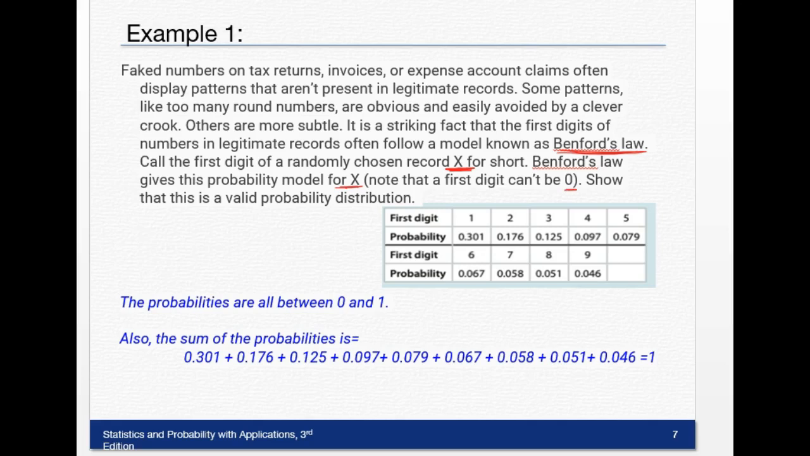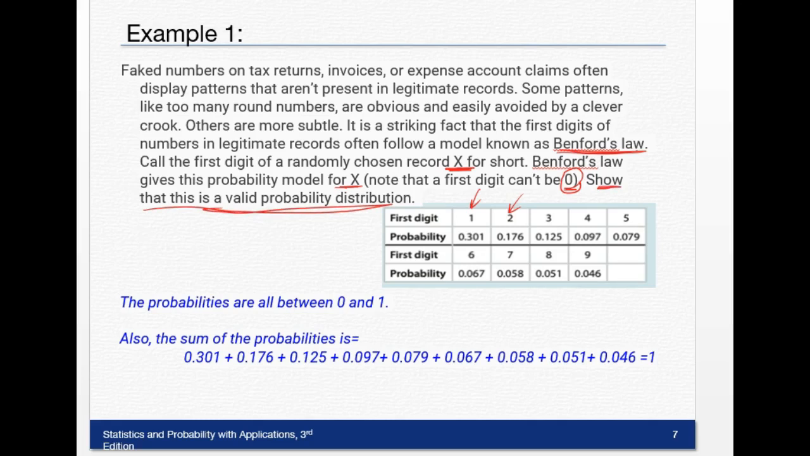So they're saying, okay, the first digit on any expense in this expense report, the probability that the first digit is a 1 is 0.301. Probability that the first digit is a 2 is this, 3 is this, 4 is this, 5 is this, and so on and so forth, okay? And the first digit can't be a 0, all right? So the question is, show that this is a valid probability distribution.